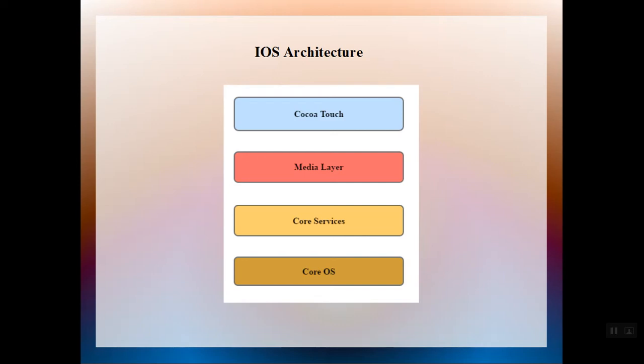iOS is the second most popular operating system after Android, created and developed by Apple exclusively for its hardware. The iOS architecture consists of four layers: Core OS, Core Services, Media Layer, and Cocoa Touch.